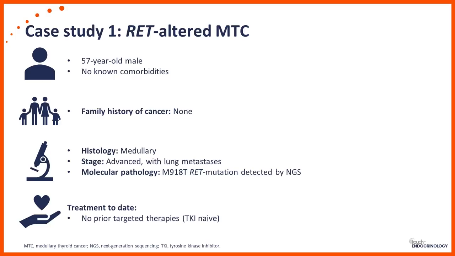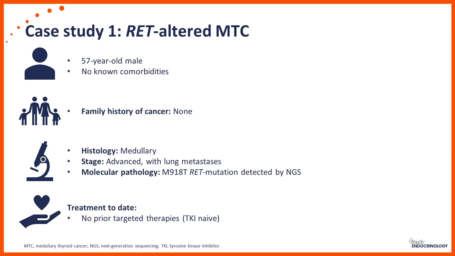Case 1 is a RET-altered patient with medullary thyroid cancer. It was a 57-year-old male who had histology of medullary, and their stage at the time of diagnosis was already metastatic. They had lesions in their lungs. So even though they had the thyroid cancer removed, they still had metastatic disease that needed to be treated.